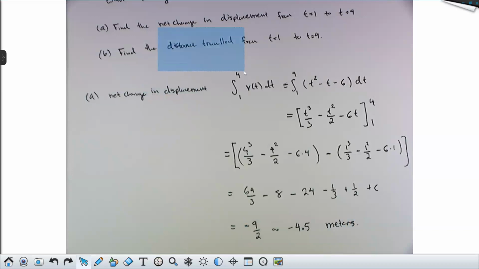Obviously, the distance traveled isn't the same as this because distance traveled needs to be positive, right? I can't travel a negative distance. I can have a negative displacement, but the total distance I travel should be a positive quantity. Before I move on, are there any questions about any of the steps here?